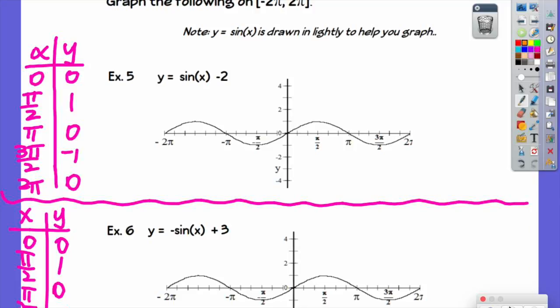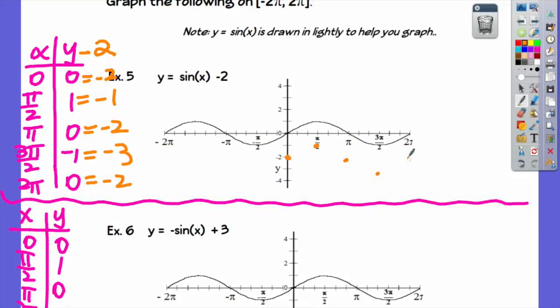What were my new points? I was at 0. My x was 0, my y was negative 2. If I subtracted 2 from each one, at pi over 2, I should have been at negative 1. At pi, I should have been at negative 2. At 3 pi over 2, I should have been where? Negative 3. And then at 2 pi, I should have been at what? Negative 2. Simple enough.